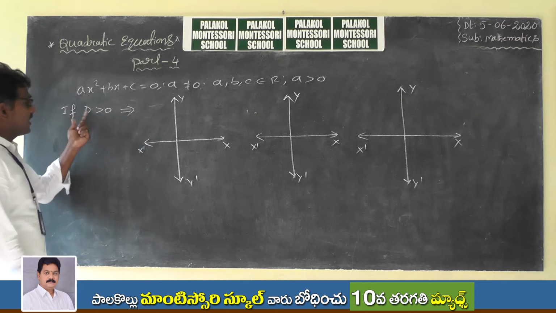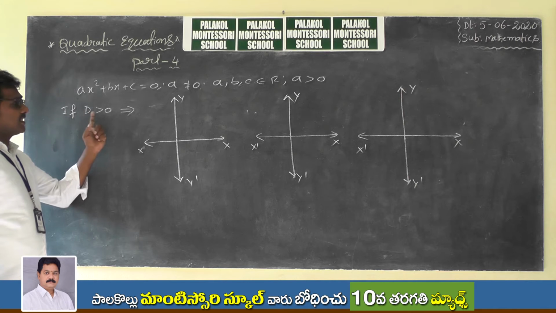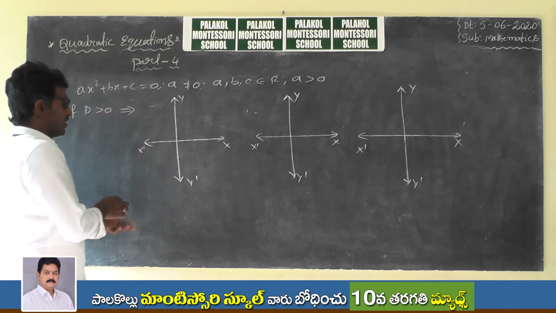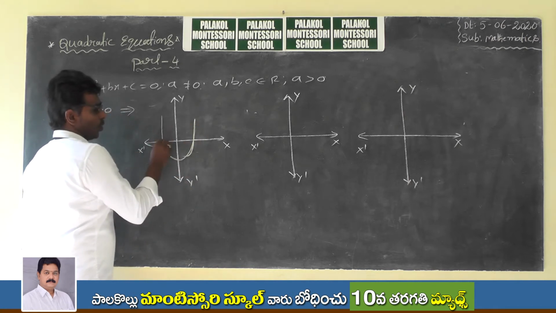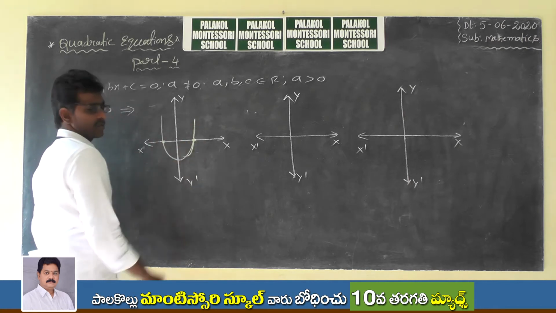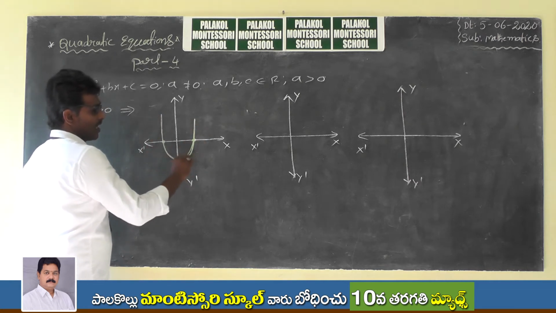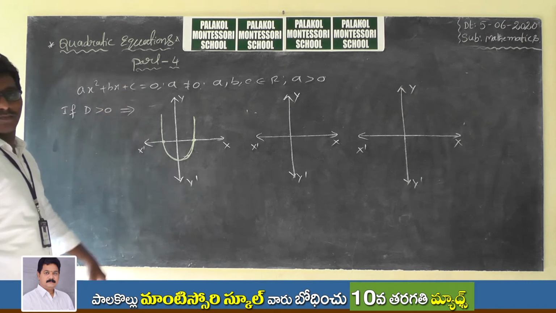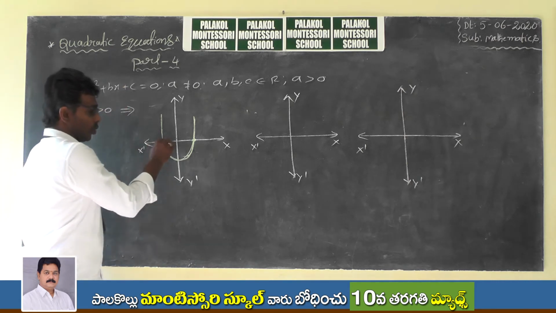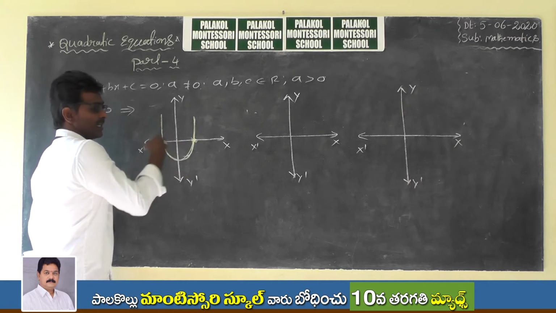So now here D is greater than 0. In this case, D is greater than 0, so you draw the graph. The graph has two intersect points on the x-axis. This is one of the curves. This curve's name is a parabola, the parabola of the quadratic equation. The two points are real and distinct.